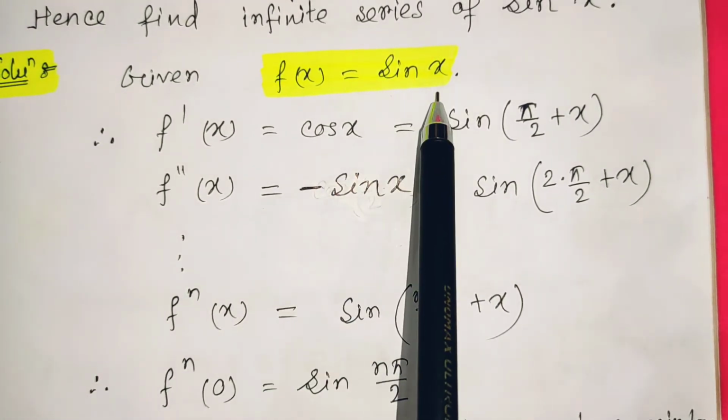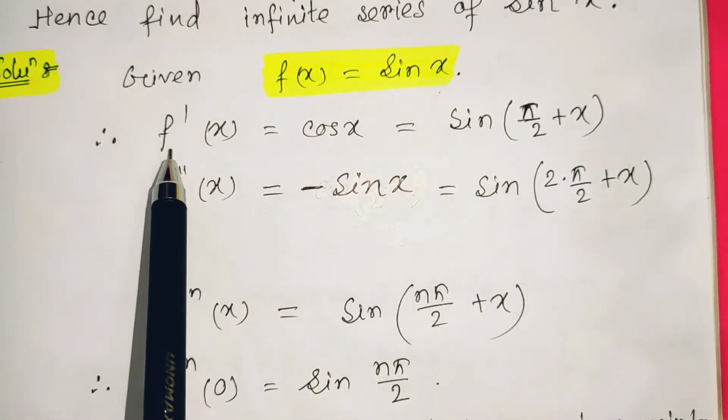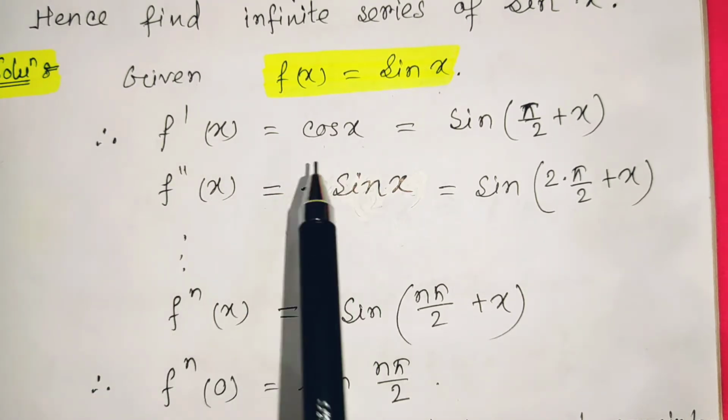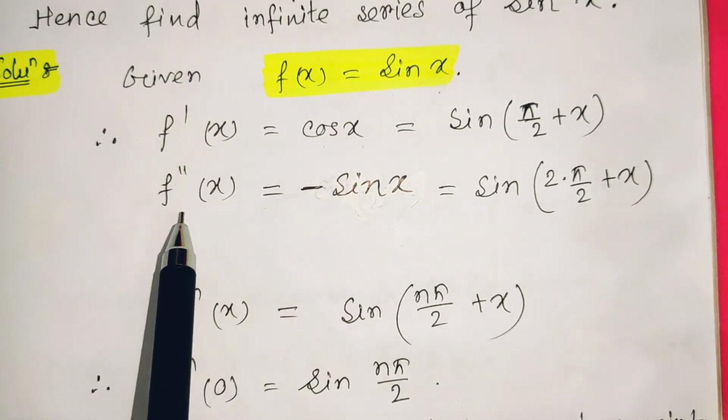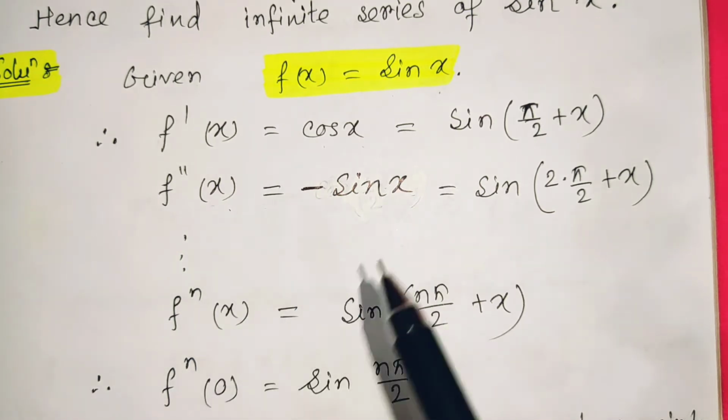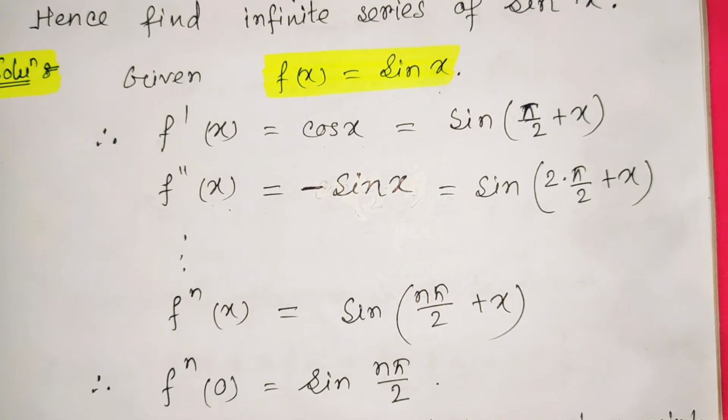So at the point 0, f of 0 is sin 0, which is 0. Then f dash of 0 is cos 0, which is 1. Again, f double dash of 0 is again 0. In this way, we can find the value of all those derivatives.